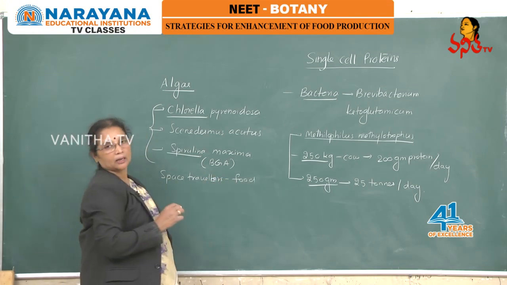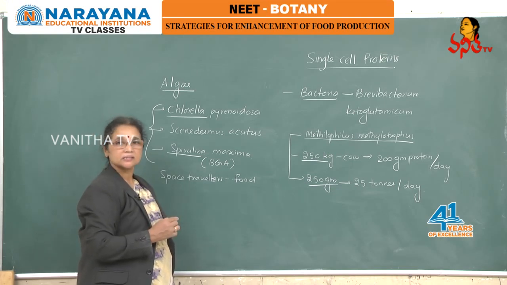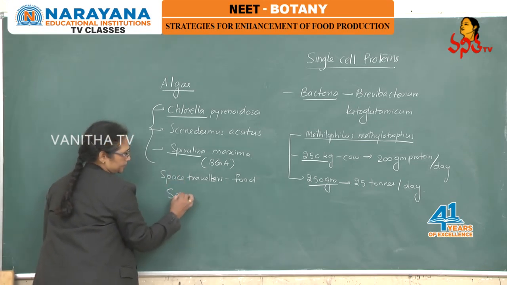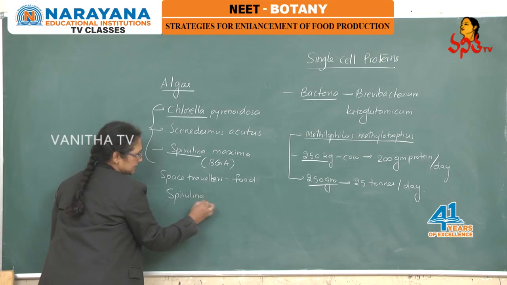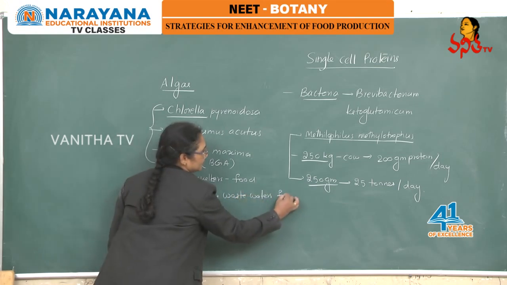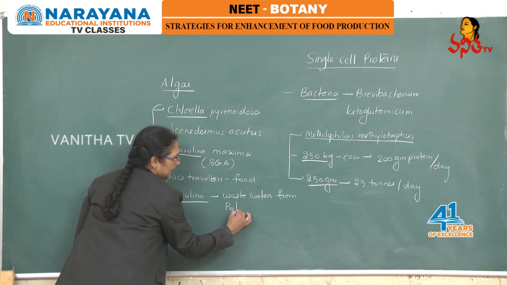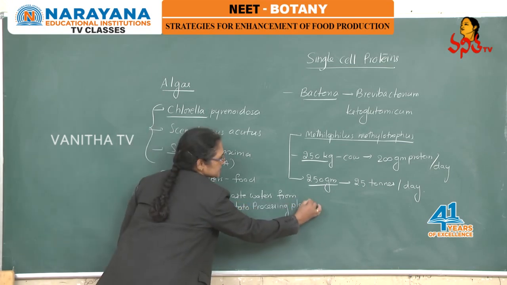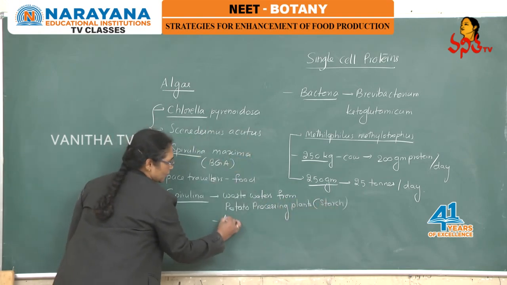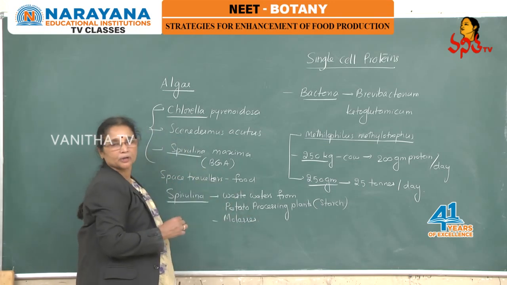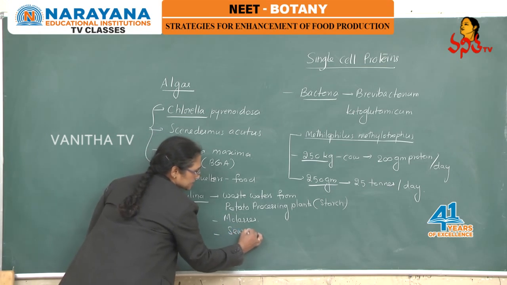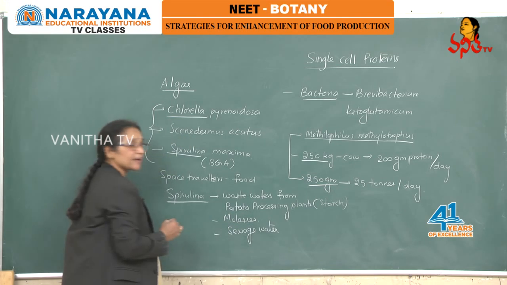And here one more advantage of using Spirulina as a source of single cell protein is that we can culture this Spirulina using the waste waters from potato processing plants, which are rich in starch. And not only that, we can also use molasses, which are produced as a byproduct in sugarcane factories. And we can even use sewage water.